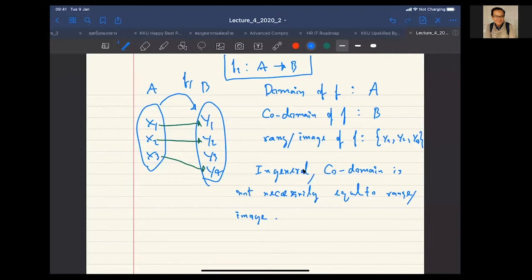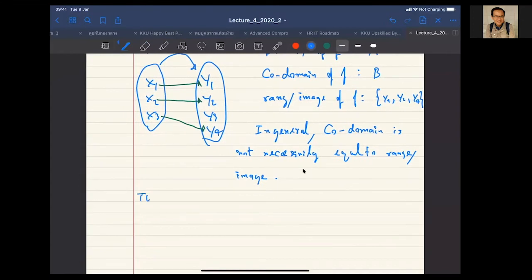Okay, so the fact that you can get from this is that the range or image is actually a subset of the codomain. So if, let's say, I don't have Y3, in this case codomain, range, and image will be equal, because every element in B is used or has a link. But if we have Y3, then the codomain will be bigger than the image, and the image will be a subset of the codomain. So that's the image, that's the range, that's the codomain, and that's the domain.